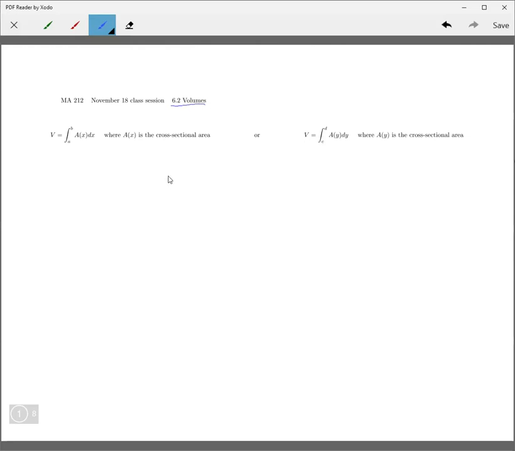About volumes, the focus is mostly on solids of revolution, what we call solids of revolution. We'll get to that in a bit. But the idea is, you have some kind of a solid, maybe like this way, maybe it's like that.